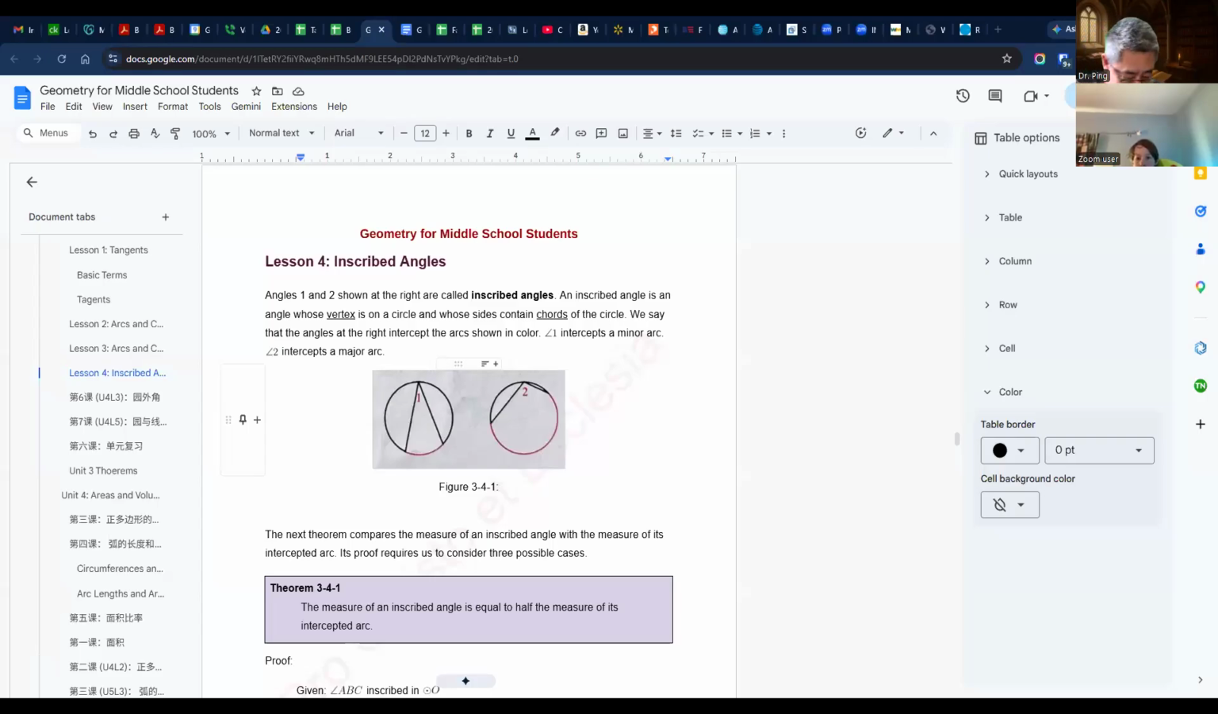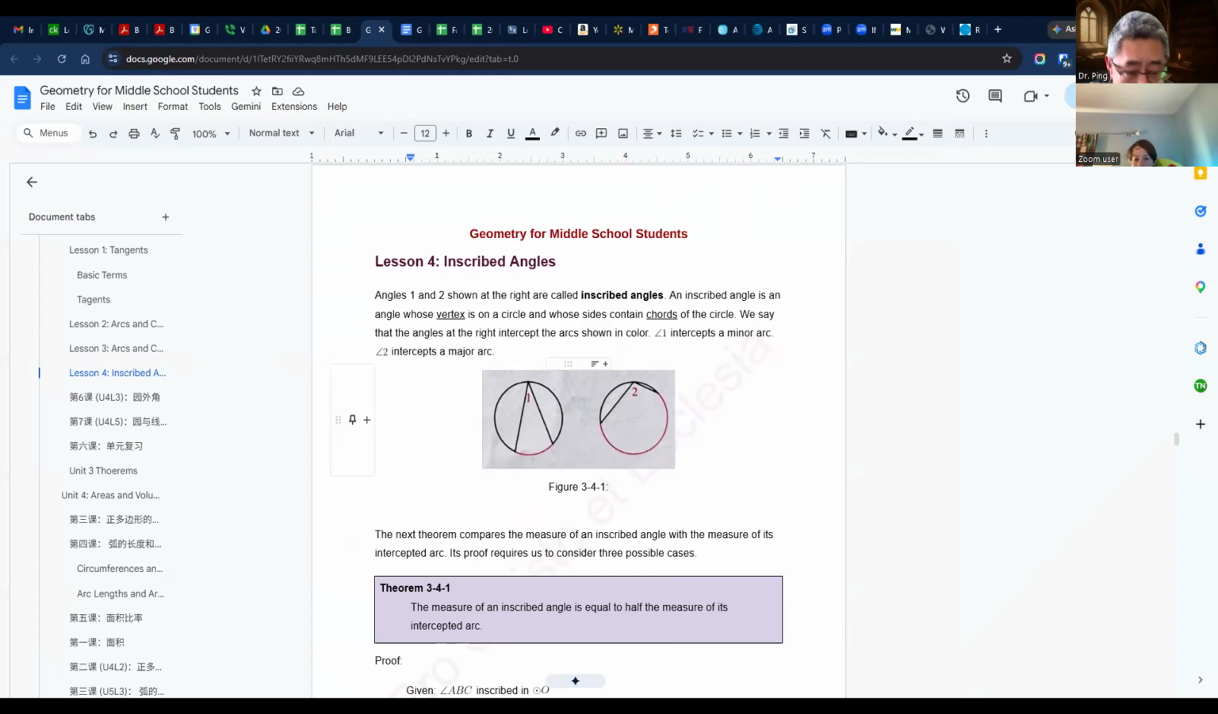All right, so today we're going to learn inscribed angles. Of course, just like we learn anything new, we need to have a definition first, so we know what we are talking about. Now, an inscribed angle means the vertex is on the circle.